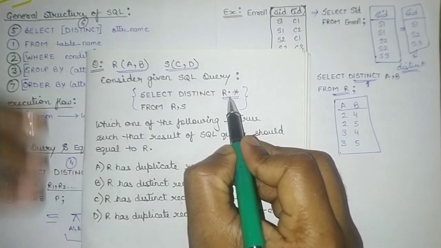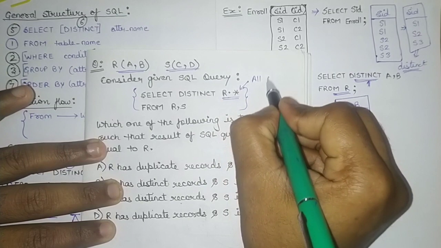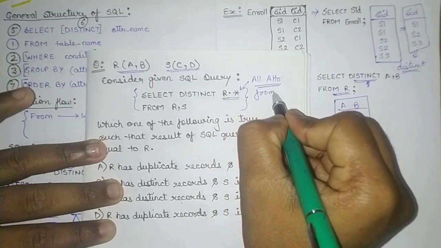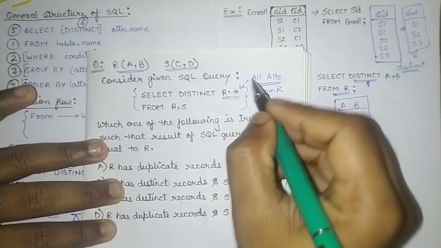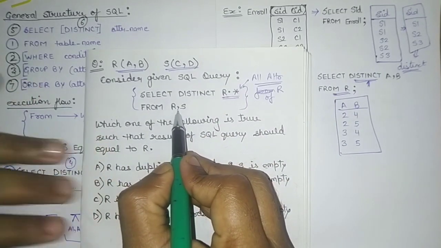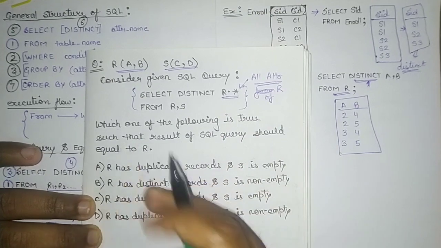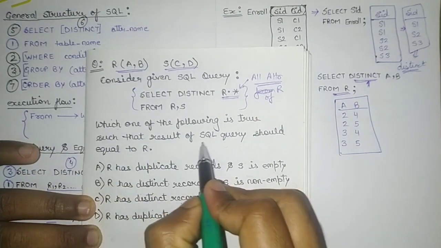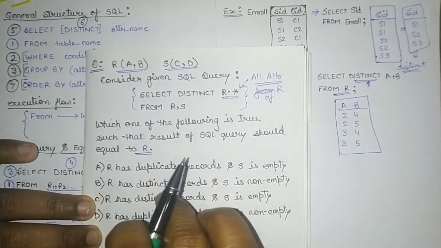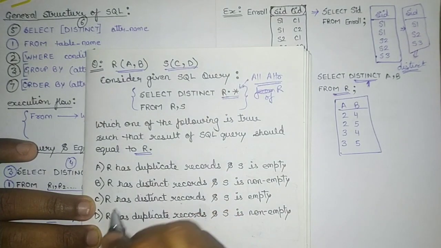What is the meaning of this R dot star? It selects all attributes of the R relation from R comma S. We have to find out which one of the following is true, such that the result of the SQL query is equal to R. The result of this SQL query has to be equal to R. So when can this happen, we need to check.